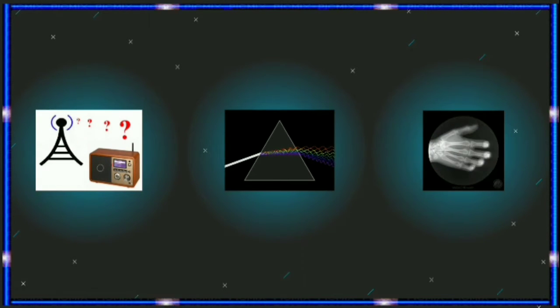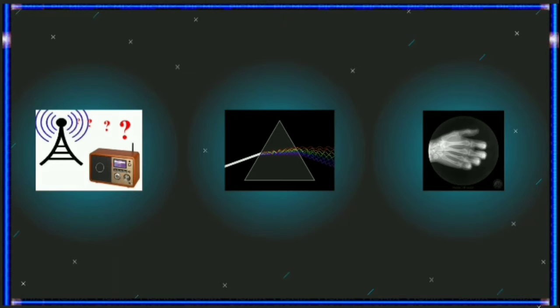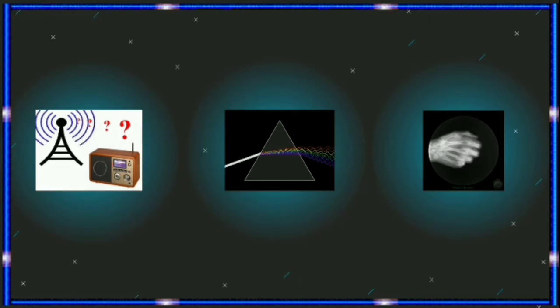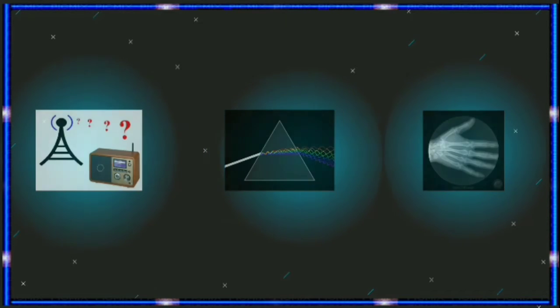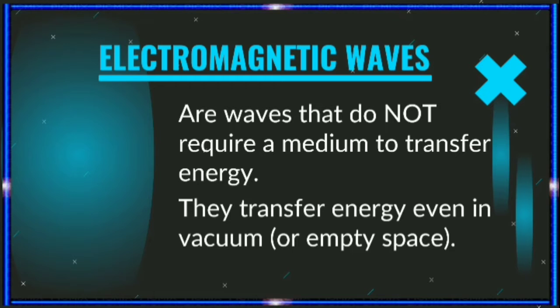But it is still possible to transfer energy without any material medium, and examples of that are radio waves, visible light, and X-rays. These waves that do not need any medium are called electromagnetic waves. Electromagnetic waves are waves that do not require a medium to transfer energy. They transfer energy even in a vacuum or empty space.